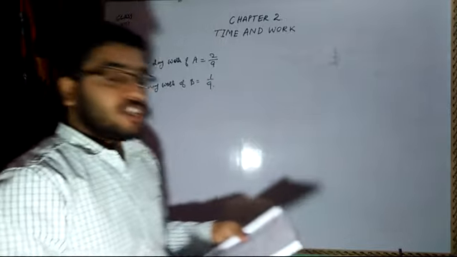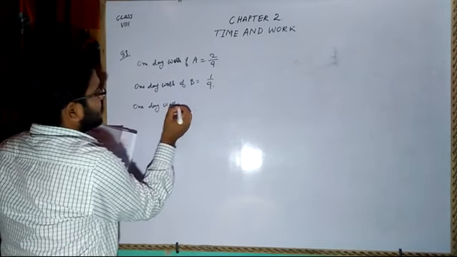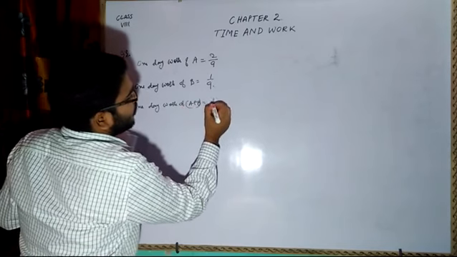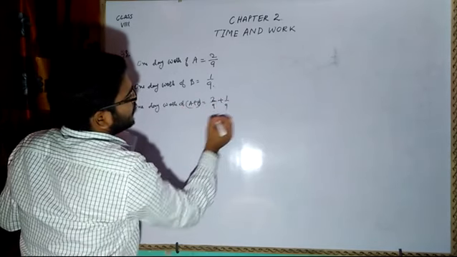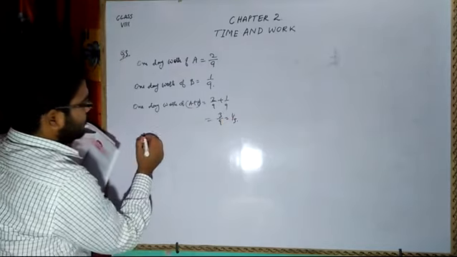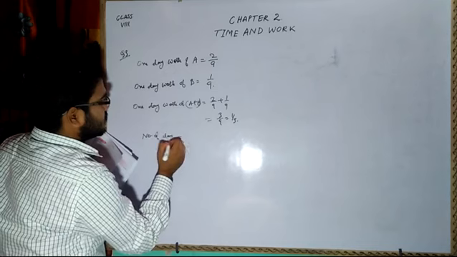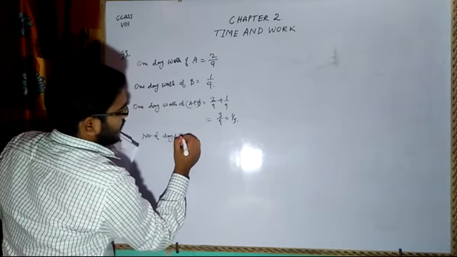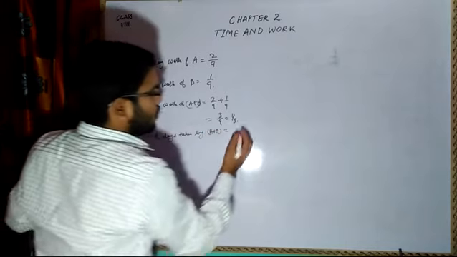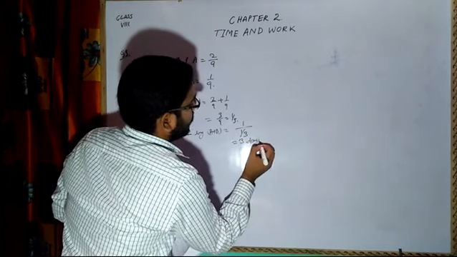Now how long will they take to finish the job? So 1 day work of A plus B will be equal to 2 by 9 plus 1 by 9. That means 3 by 9, 1 by 3. So number of days is what they are asking. That is why we have to calculate number of days. Number of days taken by A and B is equal to the whole work, one, divided by 1 by 3. So it will be equal to 3 days.